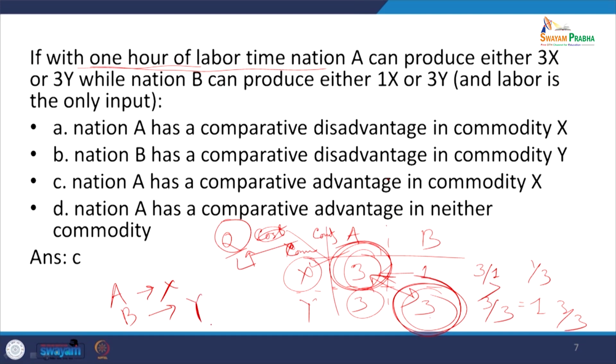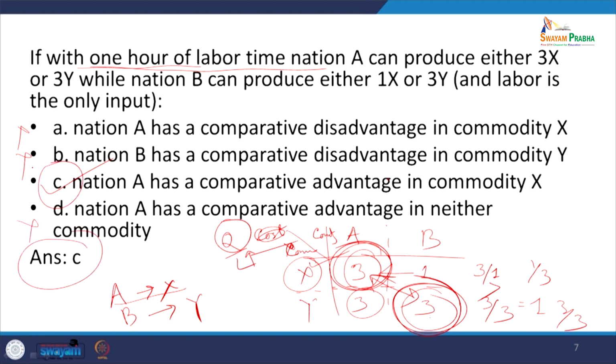So, now let us check what the answer is. Nation A has comparative disadvantage in commodity X? No, this is not the answer. Nation B has comparative disadvantage in Y? This is also not the answer. Nation A has comparative advantage in commodity X, right, this is correct. Nation A has a comparative advantage in neither of the products, this is wrong. So, therefore, C is the answer, alright.